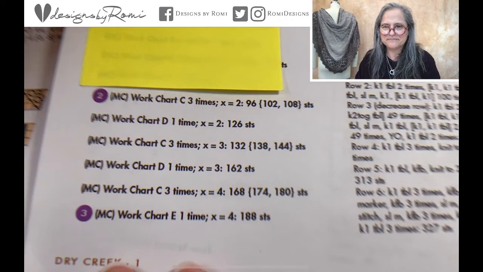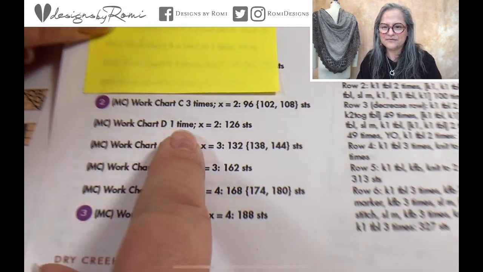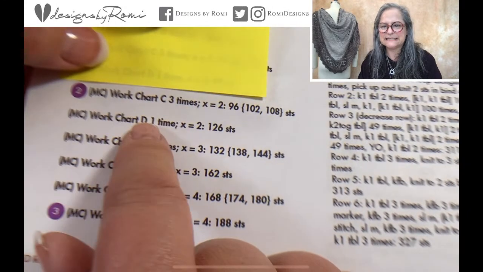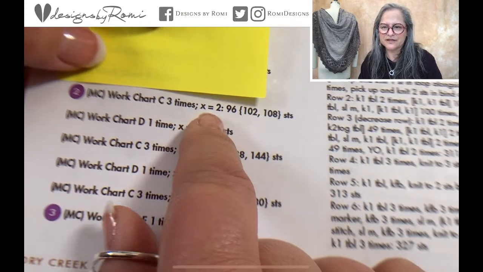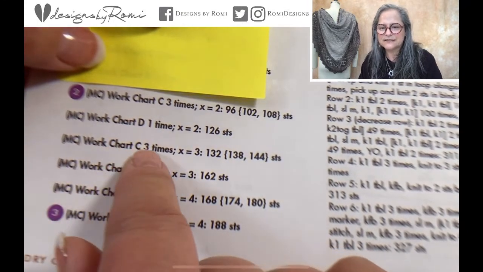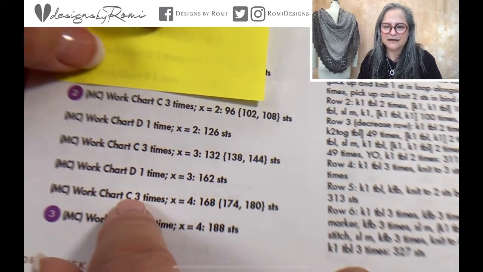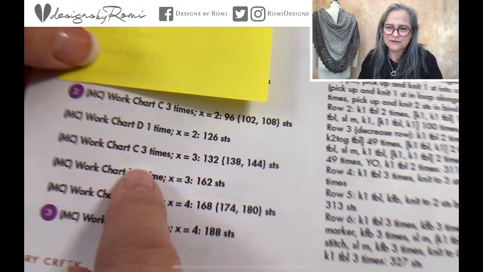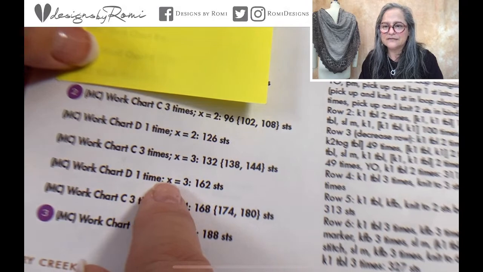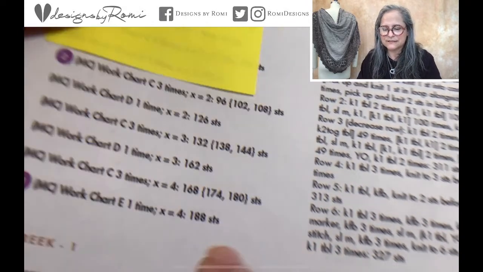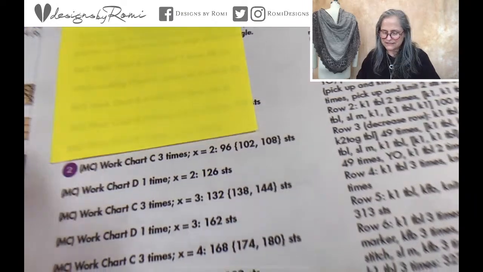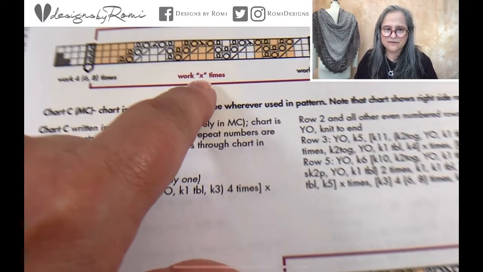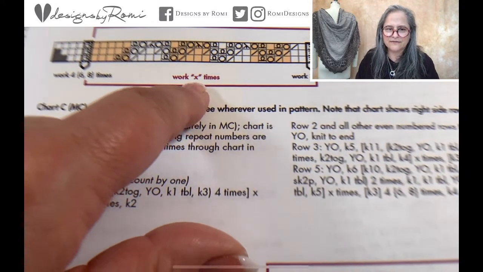Okay, so we're going to go all the way through. Once we've gone through chart C and chart D, and we see the X value is 2, we're going to go back to chart C and back to chart D again, and then back another time to chart C. So each time you work another repeat of chart C and D, the X value will go up 1. So next time we're going through chart C, you will see that the X value will go up to 3 and then 4.